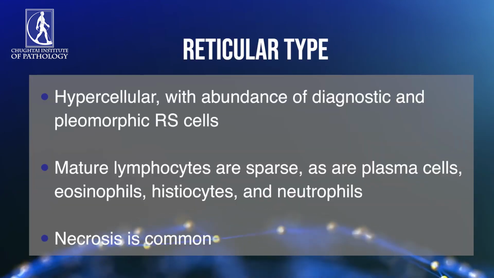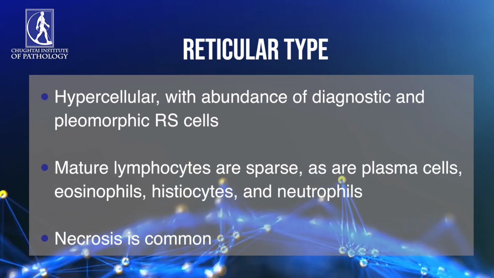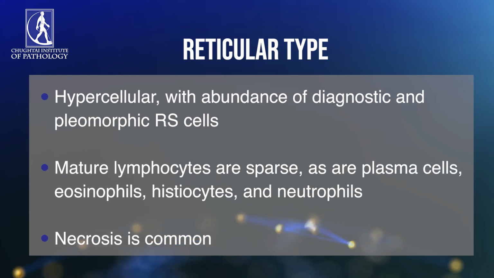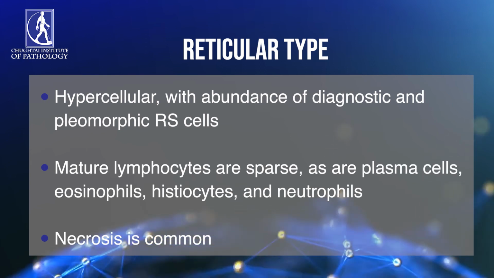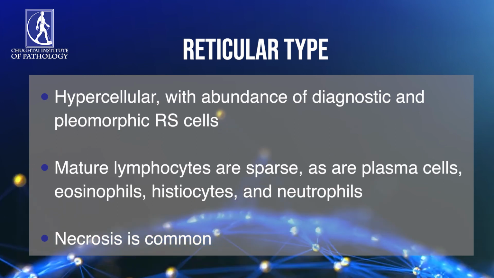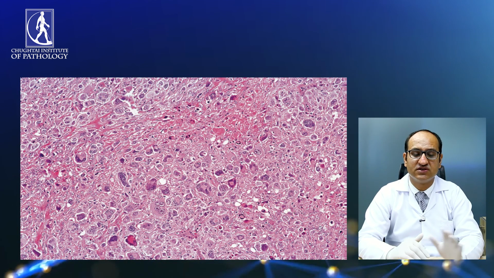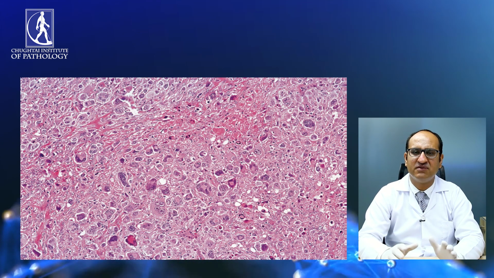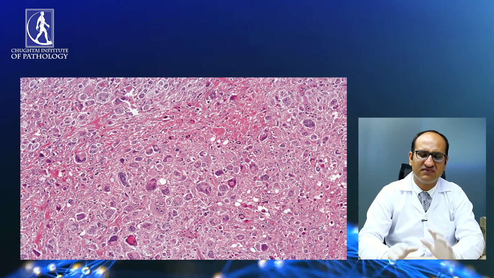The other type is the reticular type. The reticular type is a hypercellular type. It has abundant diagnostic pleomorphic RS cells. Again, the background cells are sparse, but the pleomorphic RS cells or classic RS cells are seen in abundant numbers. So in this picture, you can see large pleomorphic cells with prominent nuclei in the background of small cells that are sparse in number. The important thing about this diagnosis is that survival of patients with lymphocyte depleted Hodgkin's lymphoma is very poor. Nearly 80% of the patients die within 3 years.